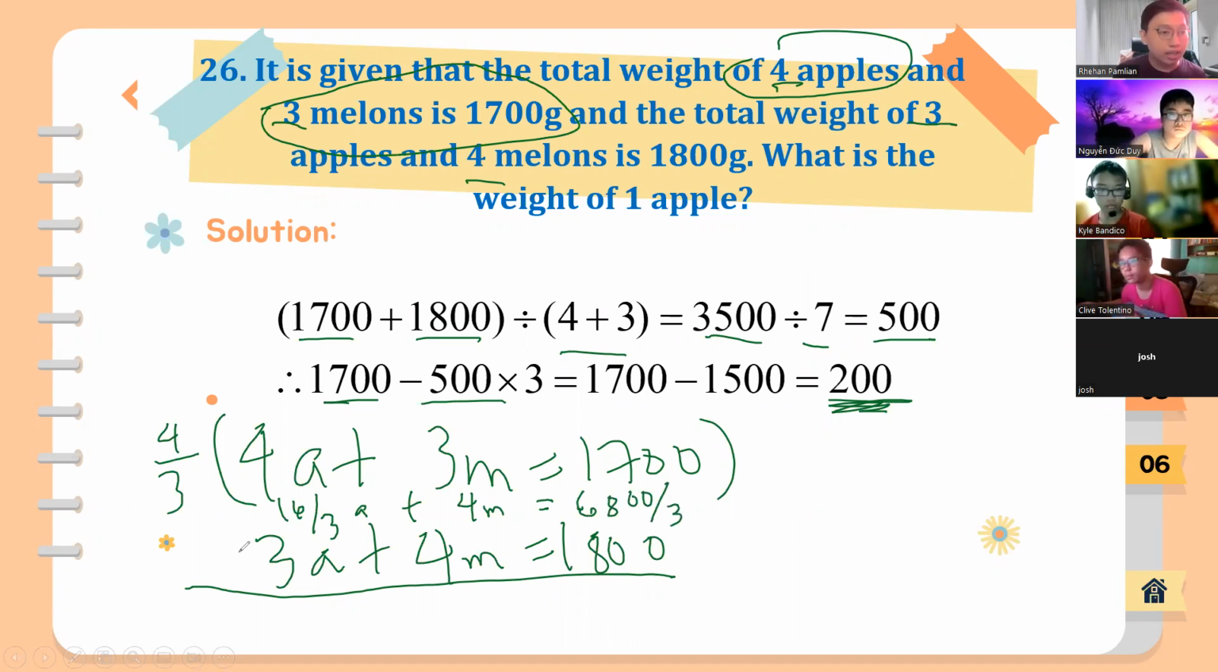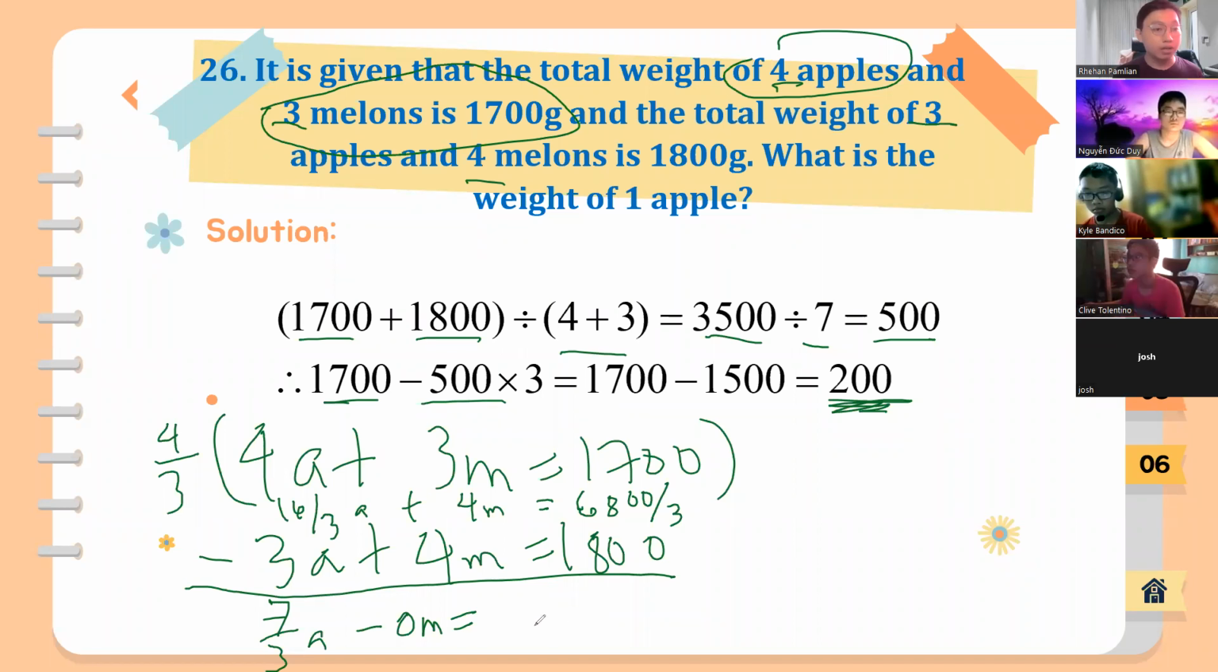So now we can subtract this one, just to eliminate 4 melons. So 16 over 3 minus 3, that is 7 over 3. So this is 7 over 3 apples minus 0 melons now, because 4 minus 4 is 0. And then 4/21 over 3 minus 1/8.